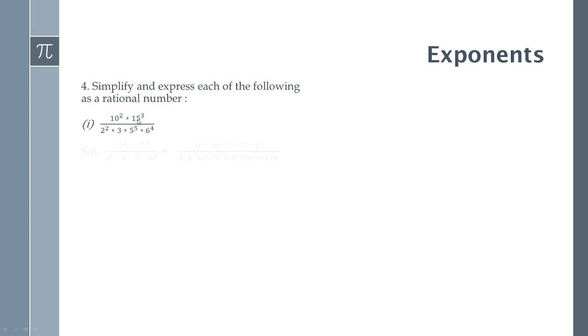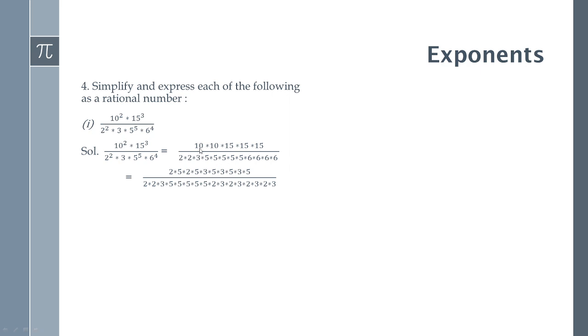See, 10 to the power of 2 can be written as 10 into 10, and 15 to the power of 3 is 15 into 15 into 15. Now 2 to the power of 2 is 2 into 2, and 3 is a simple thing, and 5 to the power of 5 is 5 into 5 into 5 into 5 into 5, 5 times, and 6 to the power of 4 is 6 into 6 into 6 into 6.